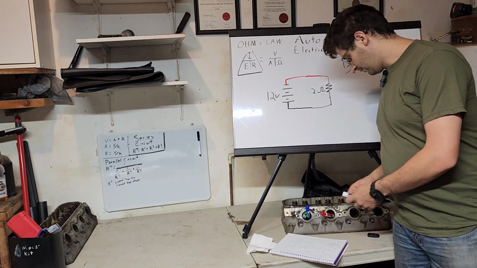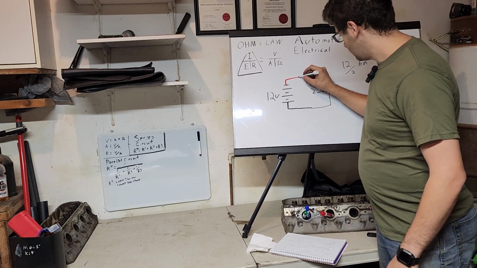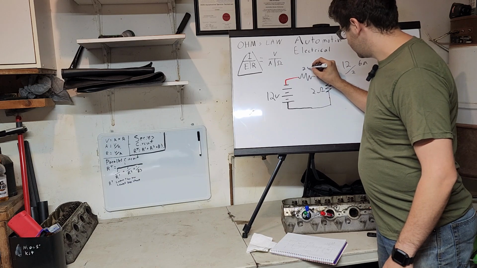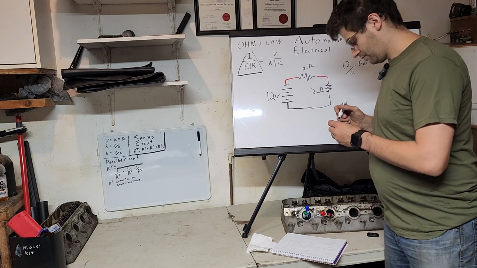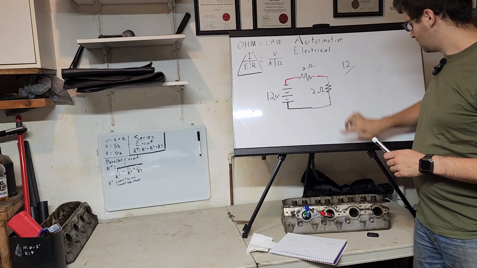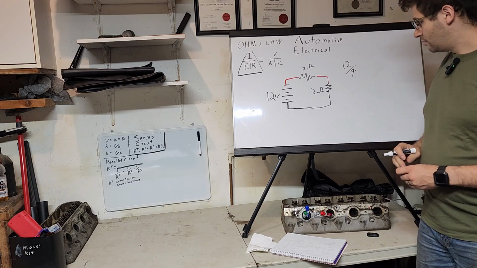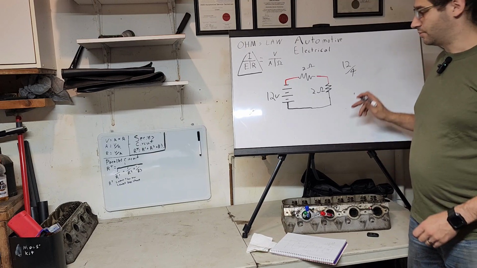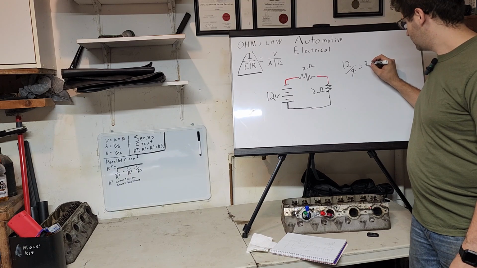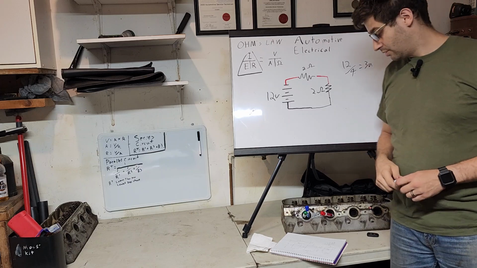So if we go and add another resistor in there at 2 ohms, now we have 4 ohms in total. So that puts us up to a 3 amp, drops the total circuit amperage to 3 amps. Series circuits, nice and easy.